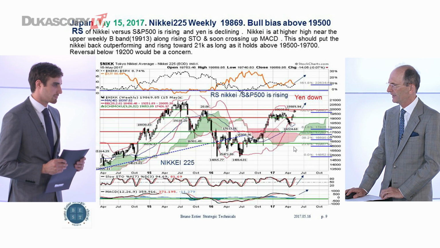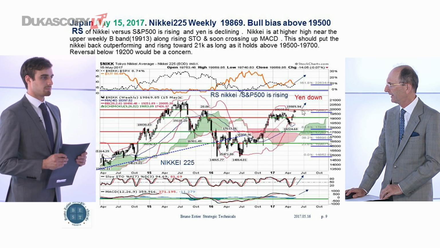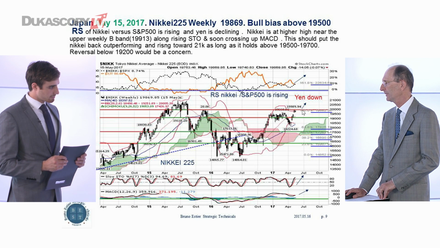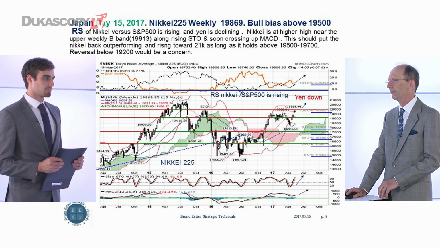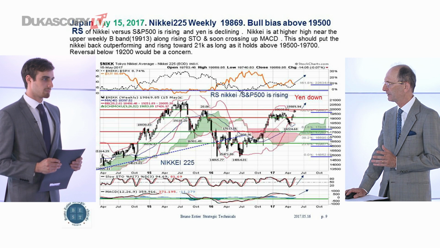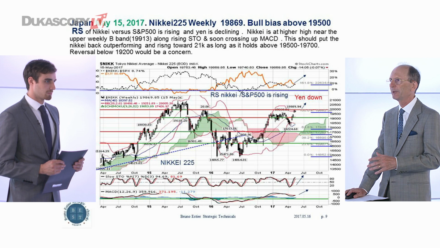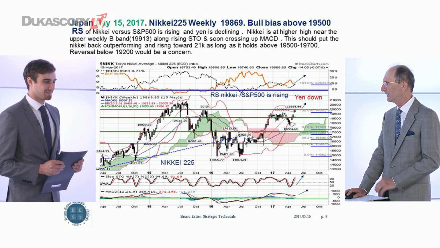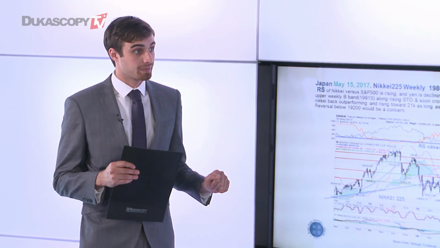So now we're facing basically two resistances. One is right there at the red line, 20,000, and another one is at 21,000. So basically we have two key resistances. They can be met with some pause, and we will probably have to wait a little bit before we break definitively these two lines.